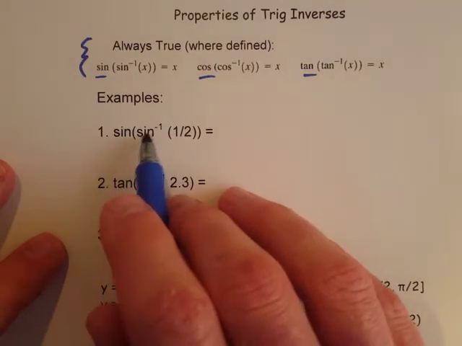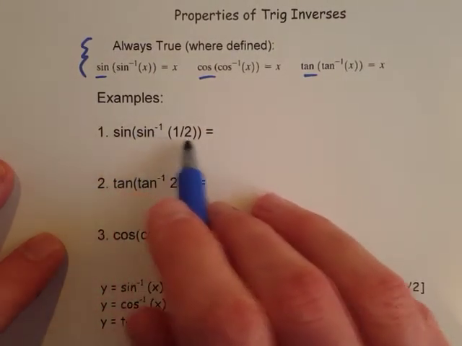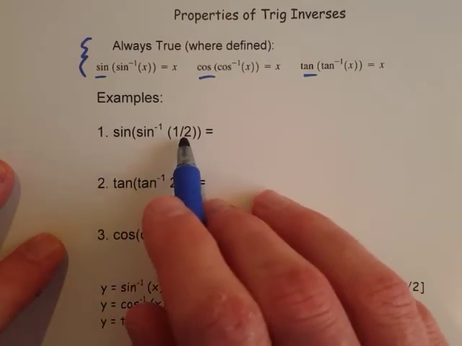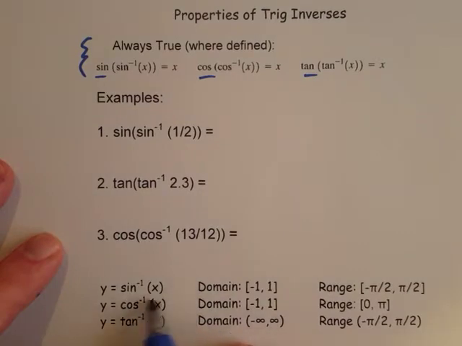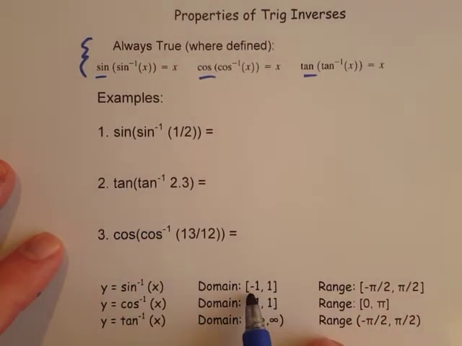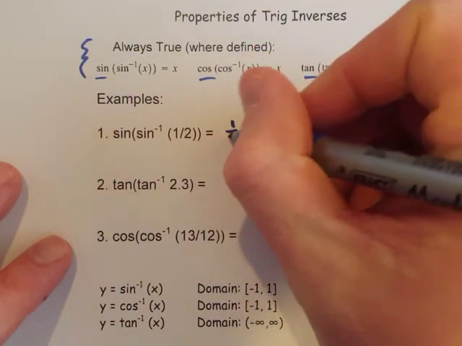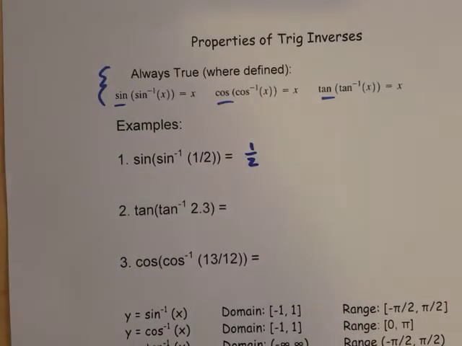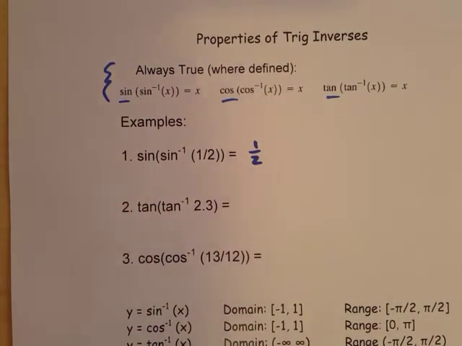First of all, the sine of the sine inverse of 1/2. We start on the inside and we just examine that. Does the 1/2 fit into the domain of sine inverse? Well, 1/2 is certainly between -1 and 1, so yes, it does. If that's the case, the sine and the sine inverse simply cancel out and we get 1/2. That's all there is to it on a problem like that. Same goes for the other examples.